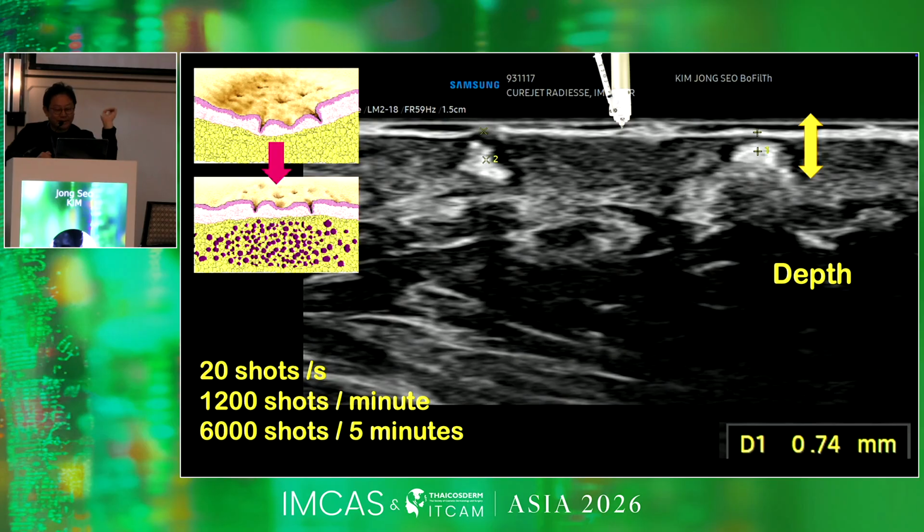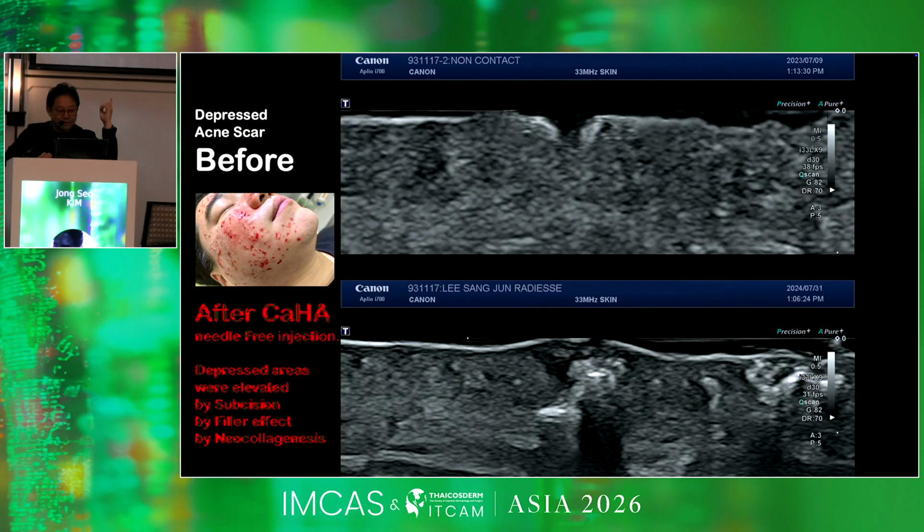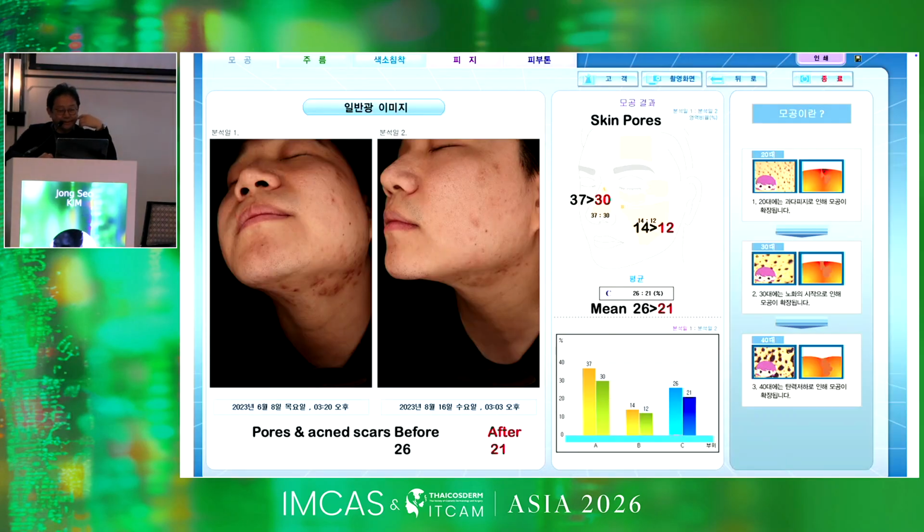CAHA particle, in this case, depth was 0.7. Depending on the patient and the scar, the depth changes a little bit. Upper, you can see the depressed scar. Below is immediate treatment. You can see the subcision and then the scar is elevated immediately. The visible improvement was observed in both the enlarged pores and the acne scar.